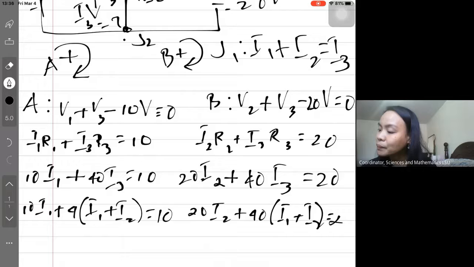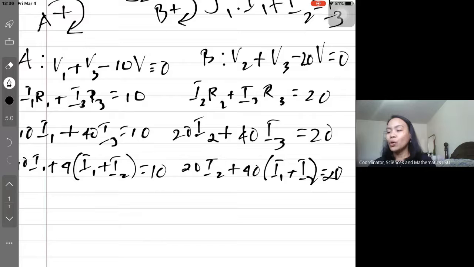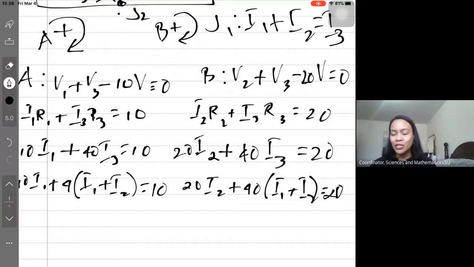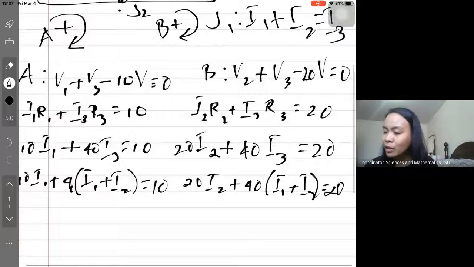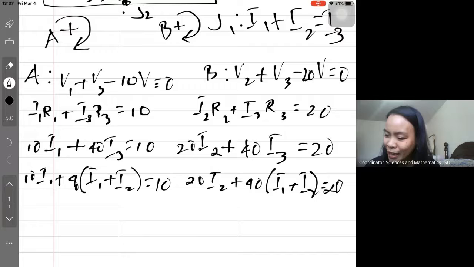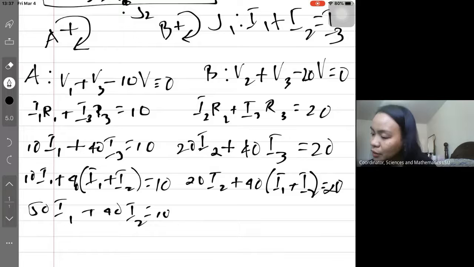Oh, all right. So we have our two equations and two unknowns for I1 and I2. Okay, so this is 40 again. So just do your math with this. I know you are very good in math already. Okay, so we have 50 I1 plus 40 I2 is equal to 10, and 60 rather. Oh, yeah. 40 I1 plus 60 I2 is equal to 20.